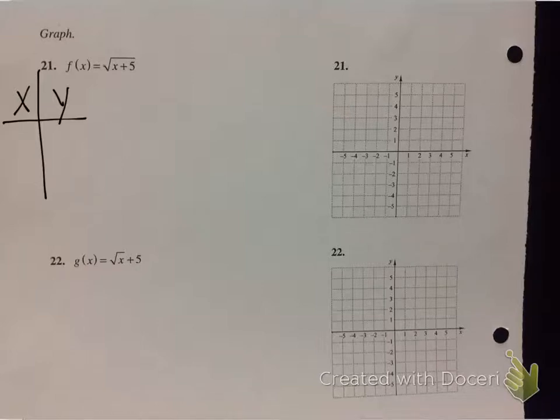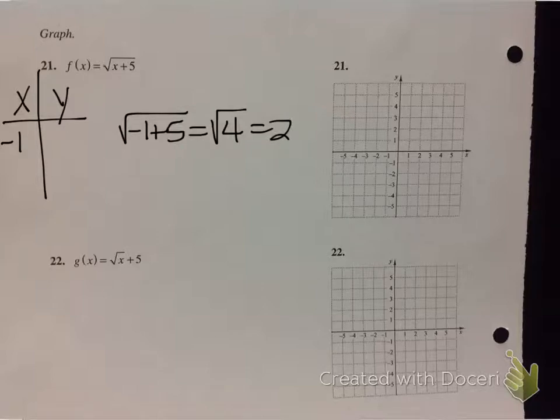So thinking ahead a little bit, if I plug in negative 1, that would give me negative 1 plus 5, which would give me square root of 4, which would give me 2. So when I plug in negative 1, I get 2. So I'm kind of thinking backwards. I'm working backwards a little bit. So let's see here. That got me 4. The next perfect square is 9. So what plus 5 equals 9?